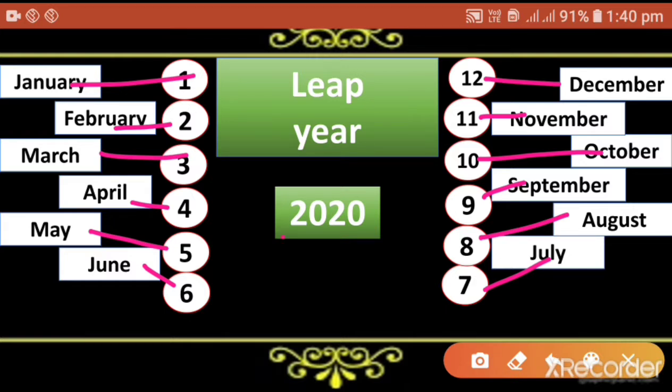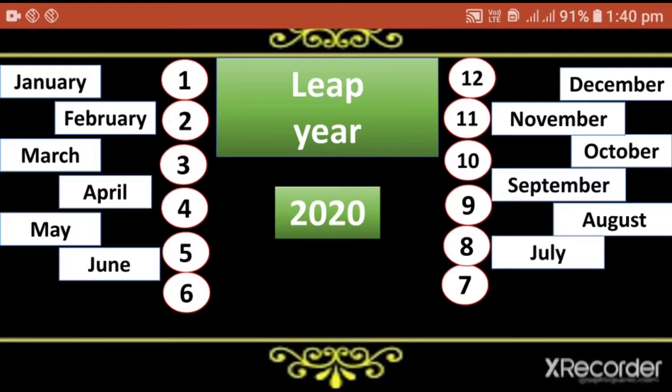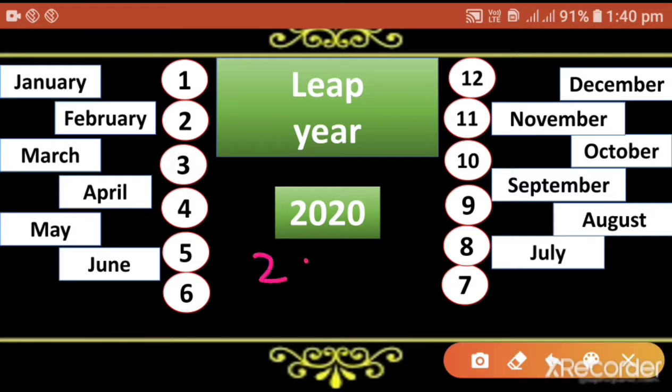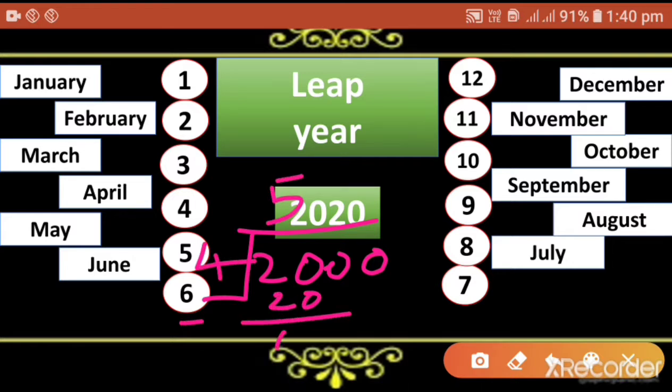Now, this year is a leap year. How can you remember a leap year? Always remember the year which is divisible by 4 is known as a leap year. For example, let's take 2000 divided by 4. 4 5s are 20. 0 0, bring down 0 for the next 0 and write 0.